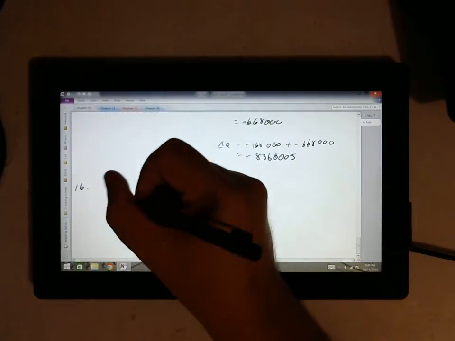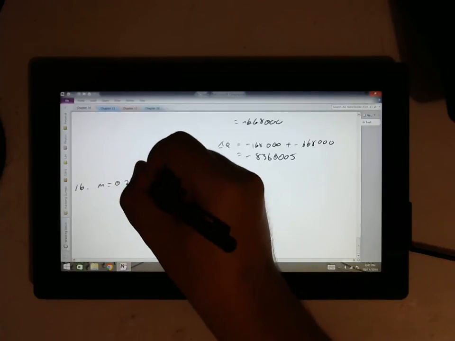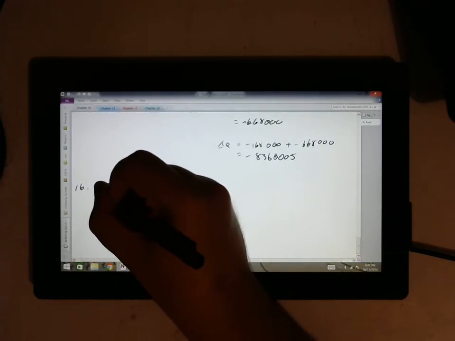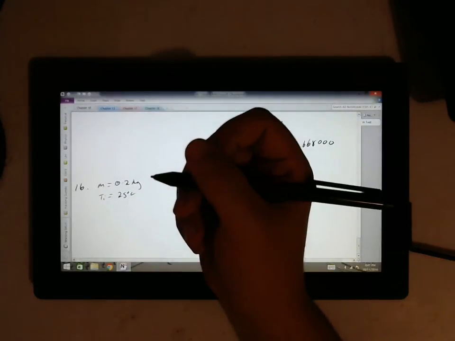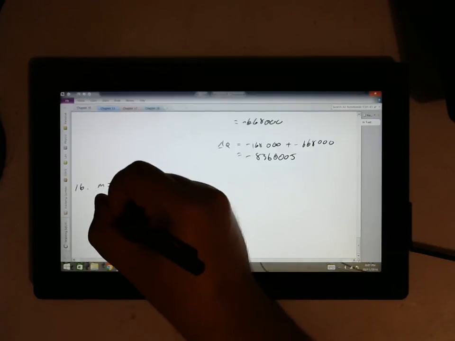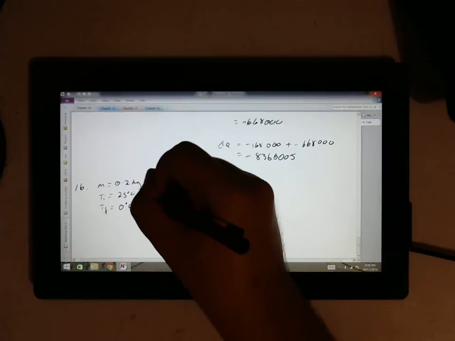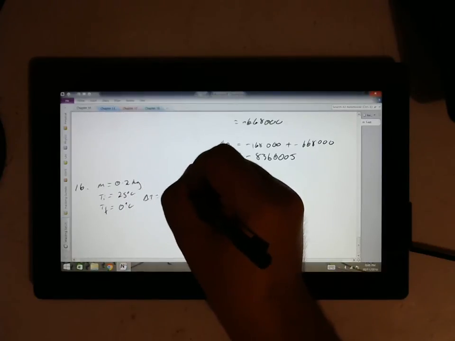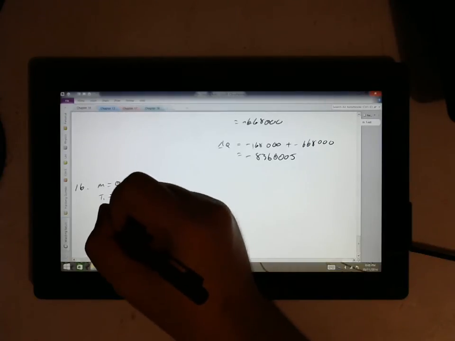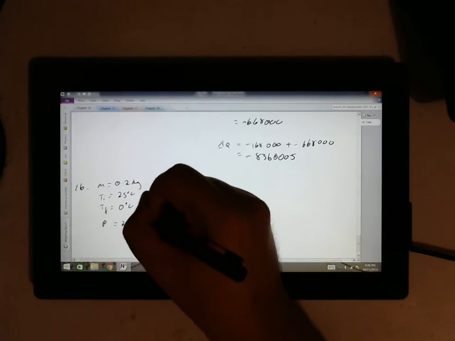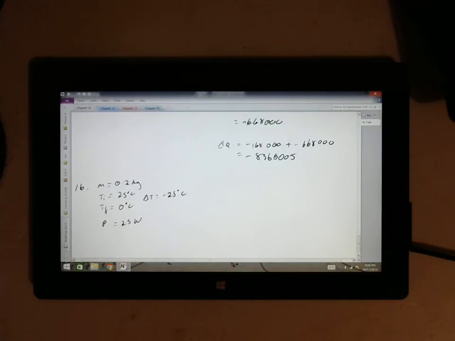So let's start listing our variables. We're told that mass equals 200 grams. We are told that the initial temperature equals 25 degrees. And we're just going to freezing. There's no mention of another value, so we just assume freezing equals 0 degrees Celsius. So therefore ΔT equals negative 25 degrees Celsius. And we're told that the power, because it's joules per second, is 25 joules per second or 25 watts. And that'll come into the second half of this question.